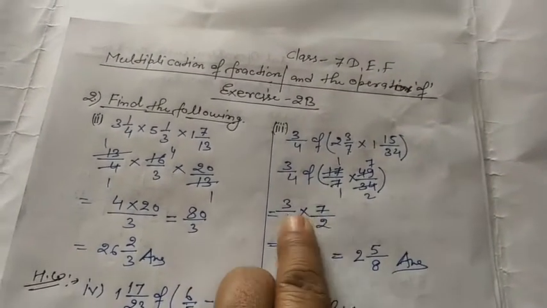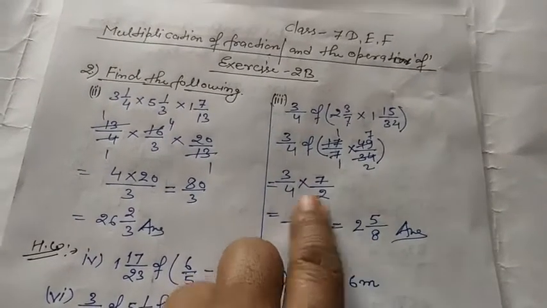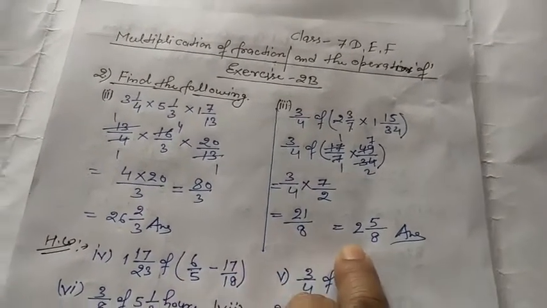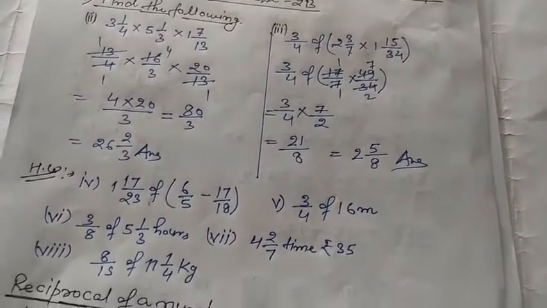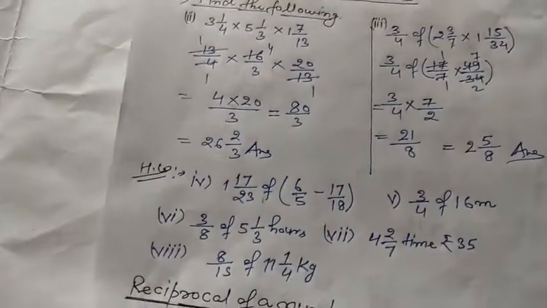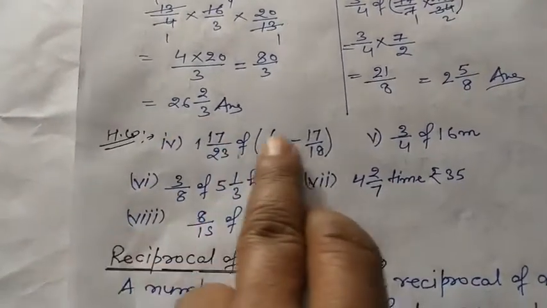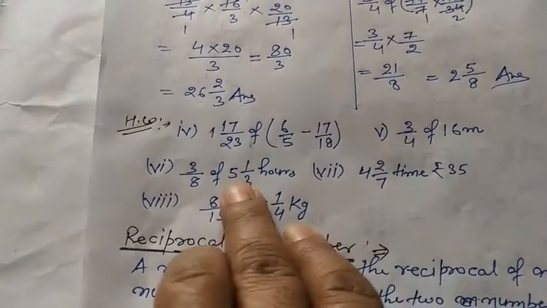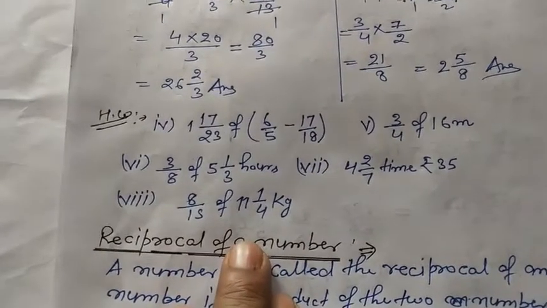Now we multiply numerator by numerator and denominator by denominator. It gives 21 upon 8, and changed into the mixed fraction it gives 2 whole 5 by 8. Now on the basis of this explanation you can solve the problems, and this is the homework for you: 5th, 6th, 7th and 8th. Those are some questions you will solve in your copy.